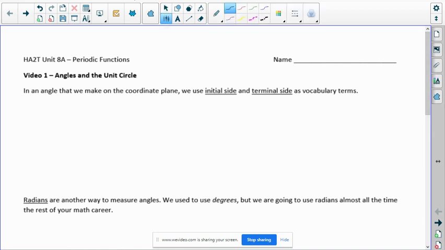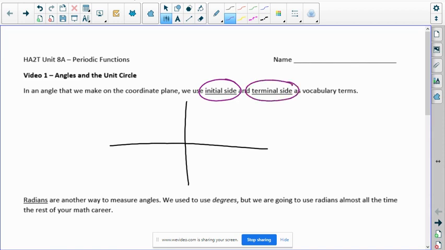You're used to seeing angles, especially in triangles. What we're going to be working with this unit, often we're going to start angles with what's called an initial side and end it on the terminal side. Terminal meaning ending, initial meaning starting.